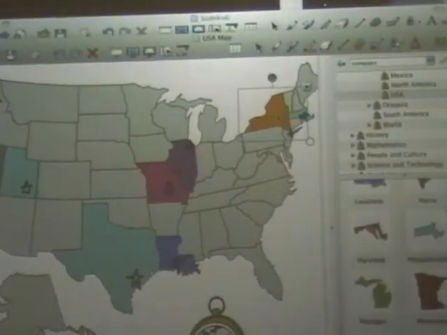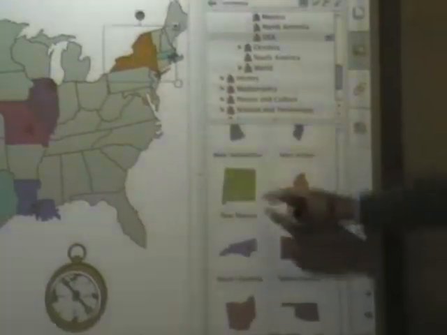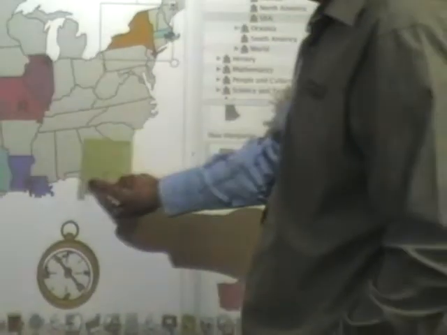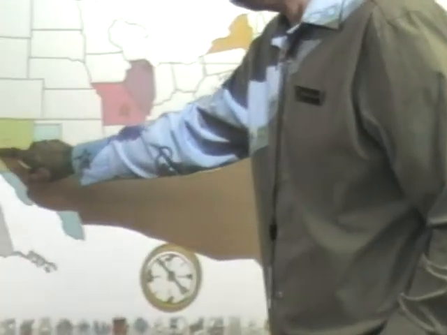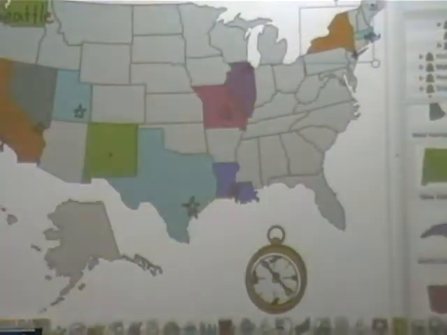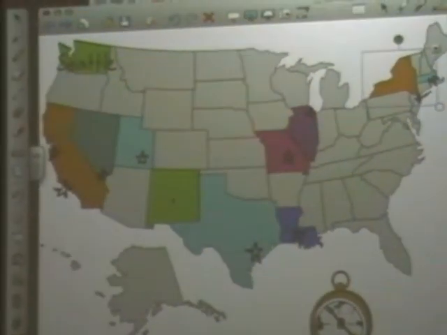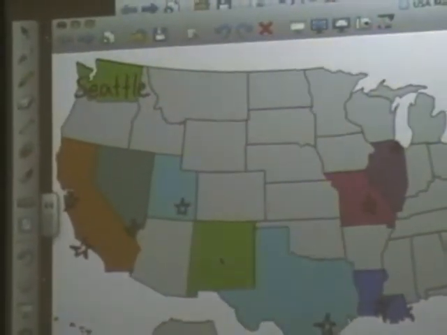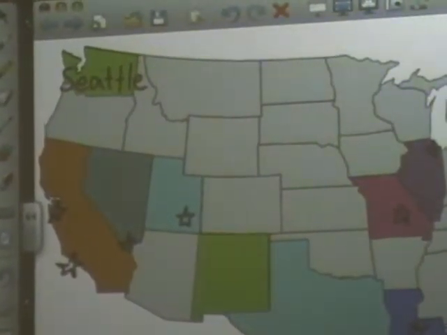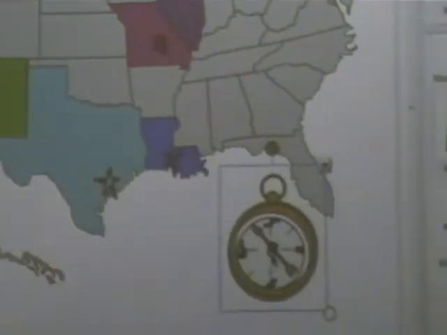So we can actually come in here, we can take a state, and the kids can come up and try and pop it in where it goes. And so it's that interactive aspect again, and we also use the general resources, pop the compass up there and just relate it back to the sheet that they're doing.